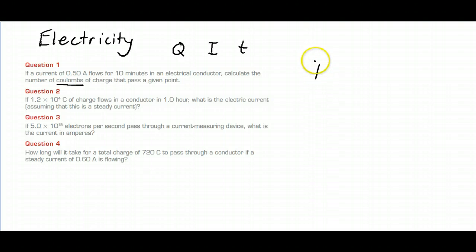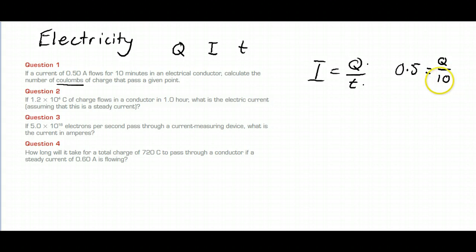So I equals Q over T, and we've got to make sure our charge is in coulombs, our time is in seconds, and our current will come out in amps. Okay, so in this instance we're given the amps is 0.5, and we're told that equals some amount of charge divided by time, 10 minutes. But we need the minutes to be in seconds. So let's change 10 minutes to seconds. That'd be 600 seconds. 10 times 60 seconds per minute.